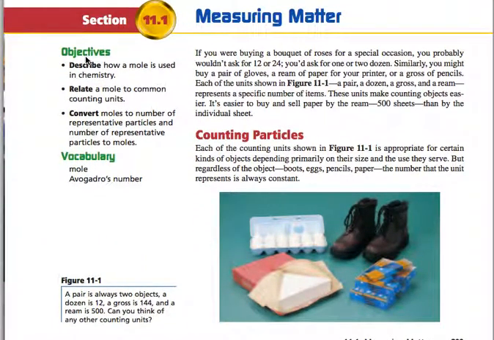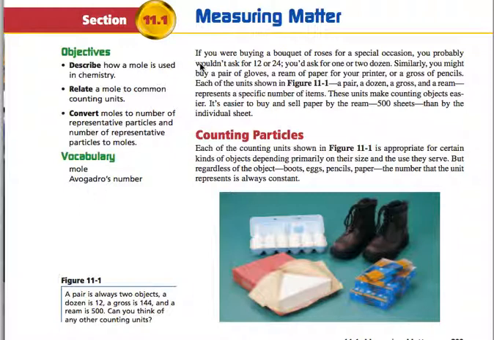The objectives of this chapter are to describe how a mole is used in chemistry, to relate a mole to common counting units, and to convert moles to a number of representative particles and a number of representative particles to moles. You're going to go both directions. So vocabulary is mole and Avogadro's number.